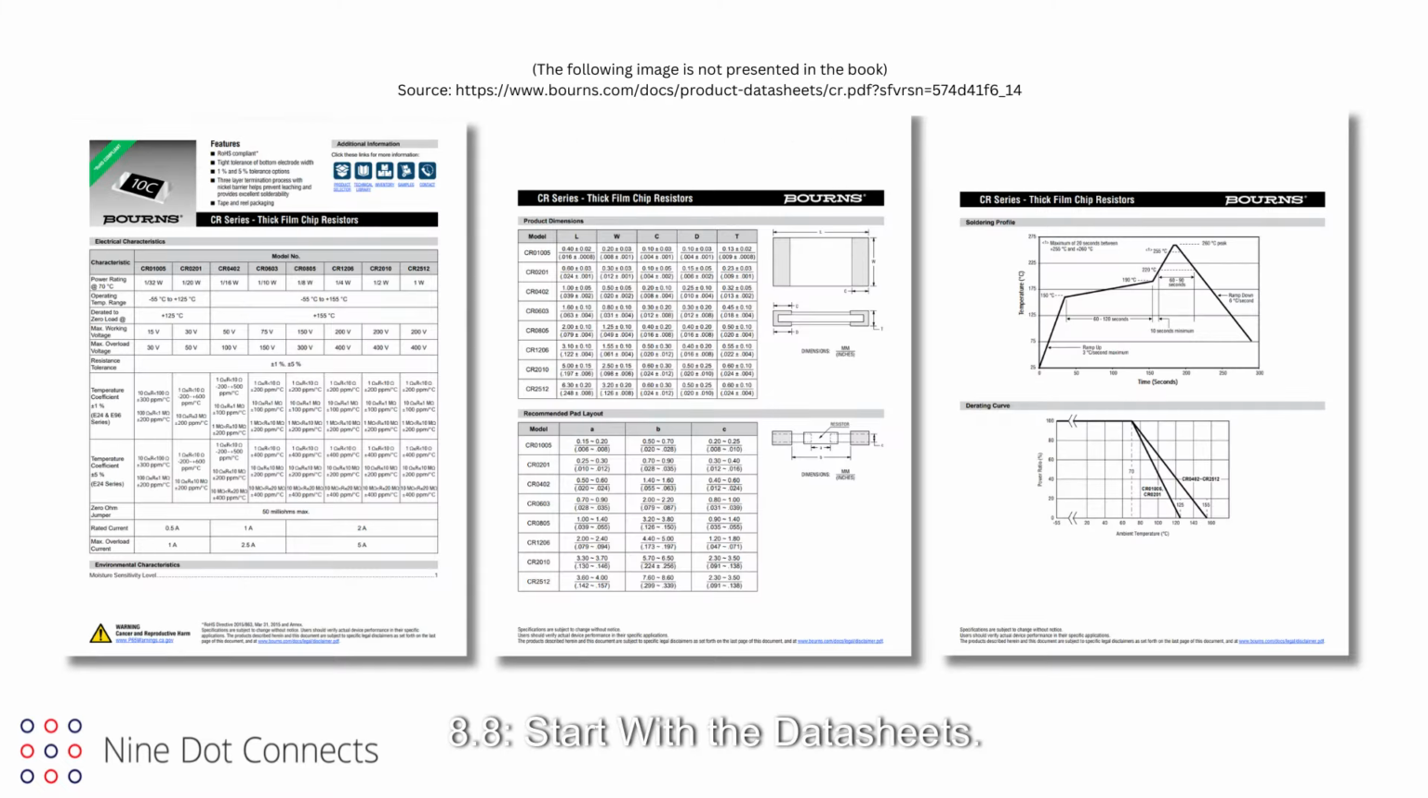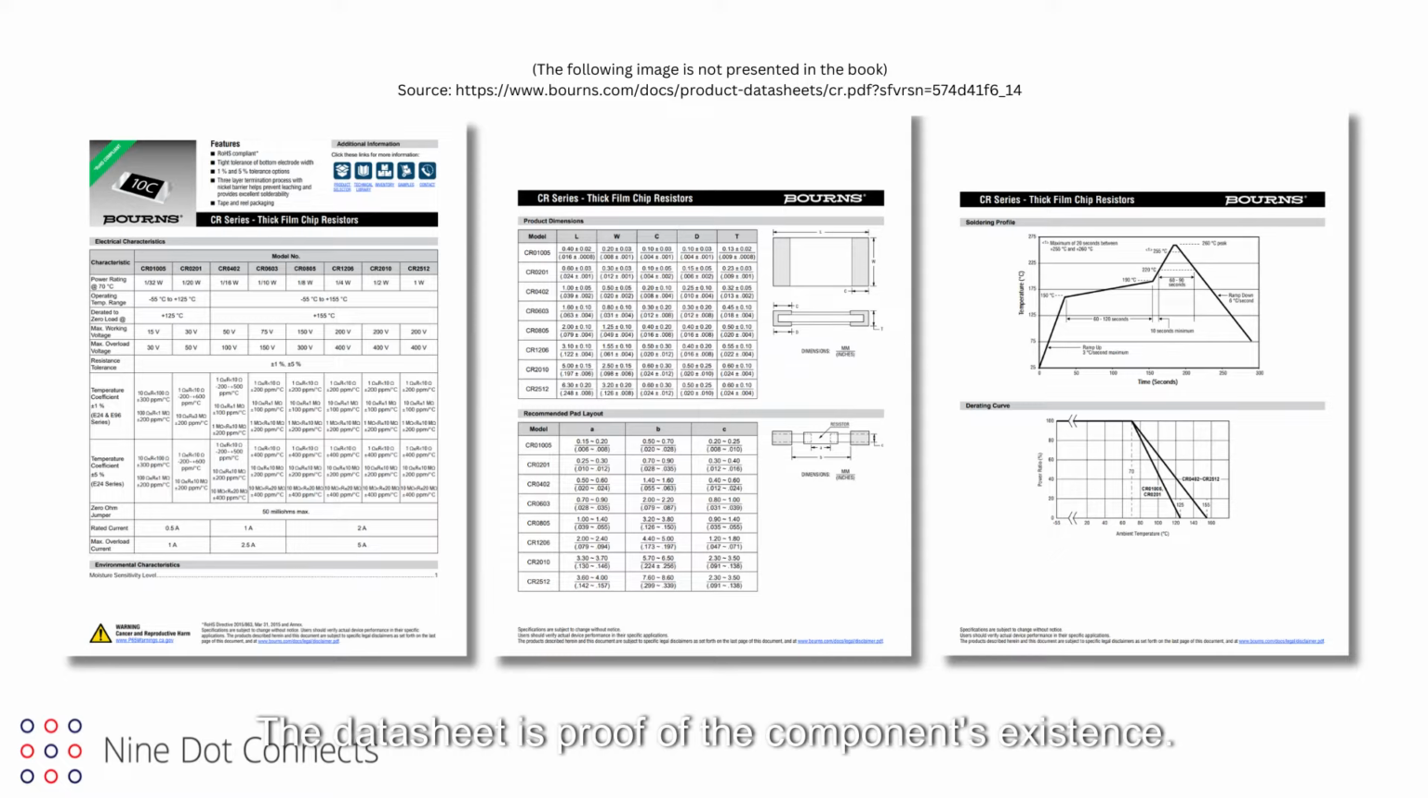8.8. Start with the datasheets. Prior to drawing any symbol, the very first document that should be obtained for the component is the datasheet. This should be without exception. In fact, many companies will not add a component to their master purchasing database without the datasheet. The datasheet is proof of the component's existence. Component datasheets provide what is needed to draw both the symbol and the footprint.